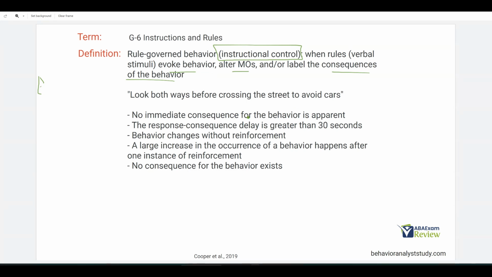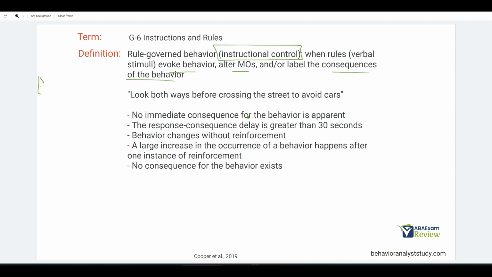When we have contingency shaped behavior, that behavior immediately comes into contact with the contingency or consequence. I tell you to look both ways before crossing the street to avoid cars. It's not like you're going to get hit by a car necessarily if you don't. And it's also not like if you look both ways, you will avoid the car. It's that is the rule where you're not always going to get that contingency.